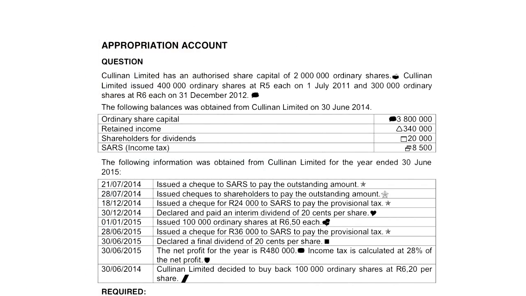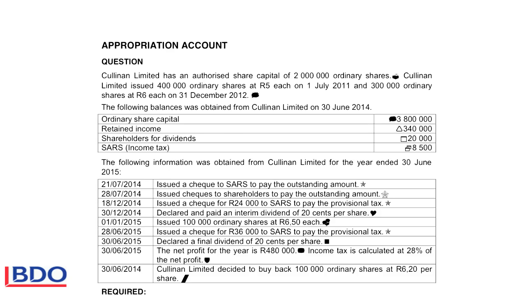Good morning. We will pay attention to the appropriation account and other entries in Forest Company. Cullinan Limited has an authorised share capital of 2 million ordinary shares. We will only record this 2 million in the note and it will not be used for any calculations.